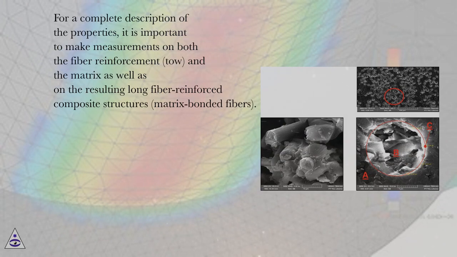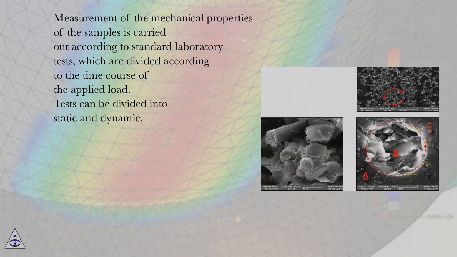For a complete description of the properties, it is important to make measurements on both the fiber reinforcement, tau, and the matrix, as well as on the resulting long fiber reinforced composite structures, matrix bonded fibers. Measurement of the mechanical properties of the samples is carried out according to standard laboratory tests, which are divided according to the time course of the applied load.